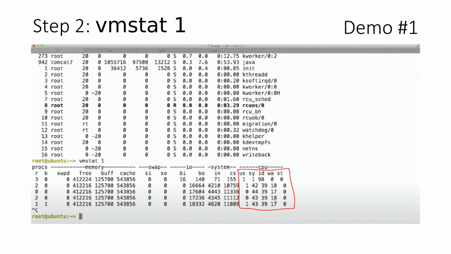However, note the wait IO value. It stays relatively constant at around 17%. A constant degree of wait IO points to a disk bottleneck. This means that CPUs are idle because tasks are blocked while waiting for the disk. But first, let's make sure our CPU values are valid.